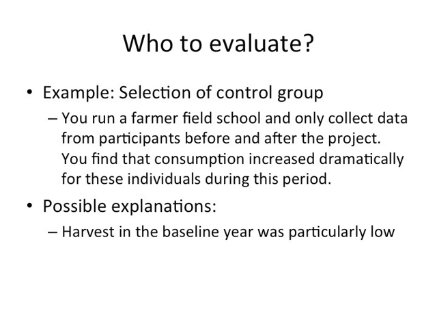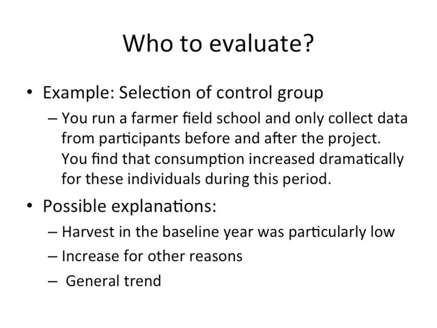Crop yields fluctuate pretty drastically anyway, so it could just be that the baseline year was particularly low. Or maybe other programs operating in the same village made farmers more productive for other reasons that are totally unrelated to the field schools. Finally, maybe crop yields have been steadily increasing over time due to improved irrigation, better seed varieties, etc. If this is the case, each year in a period might be higher than the previous, regardless of the intervention. In following sections, we'll discuss these issues in more detail, including strategies for selecting a proper comparison group.